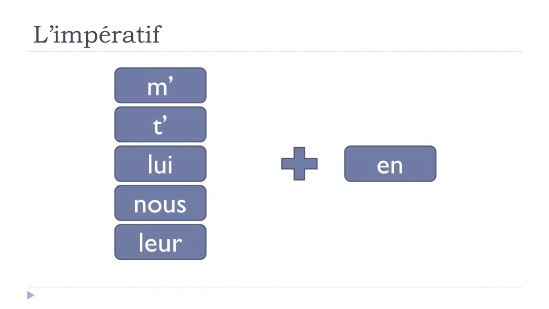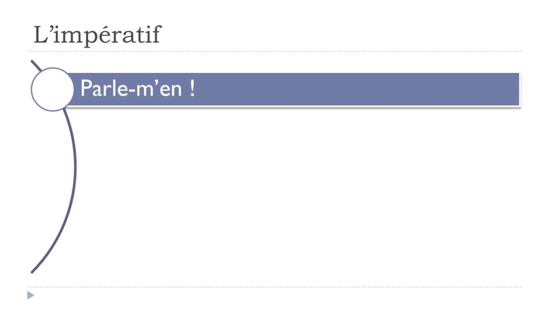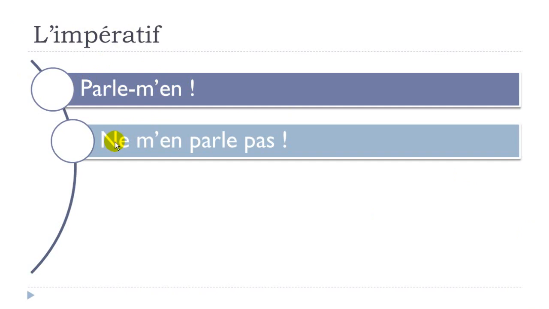That's normally the association of pronouns that we've got, okay? So let's see them in action. For instance, parle-m'en, okay? So as you see, first you put this m apostrophe and then you put your pronoun, okay? Don't forget that they must come after your verb because it's the imperative. Parle-m'en, okay? But if you put them at the negative form, then you will get ne m'en parle pas, okay? Remember, negative form, then they come back as they should be all the time, so before the verb, all right?